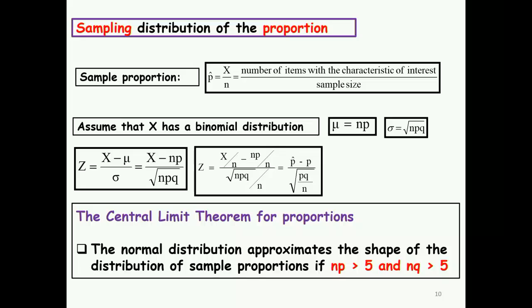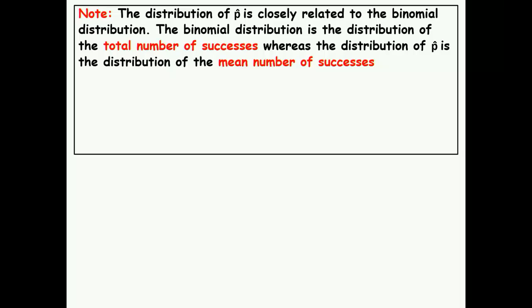If the population is not normally distributed, this sample size applies. So I try to differentiate between binomial and proportion. This is also in your lecture note.